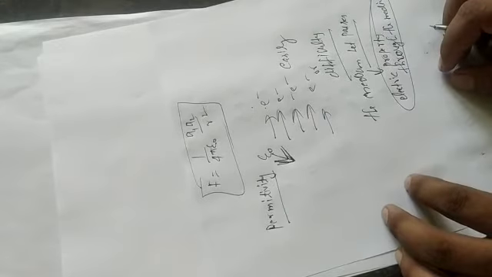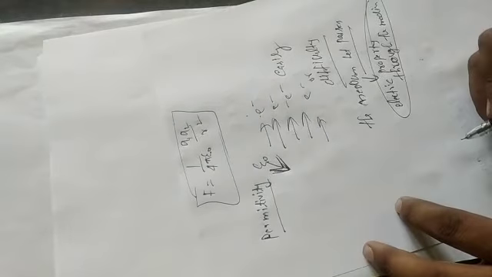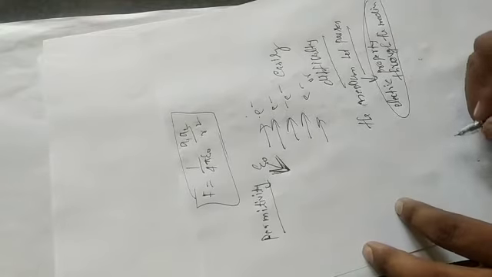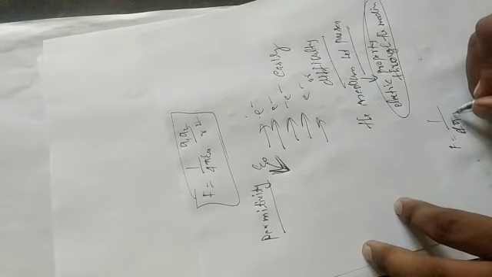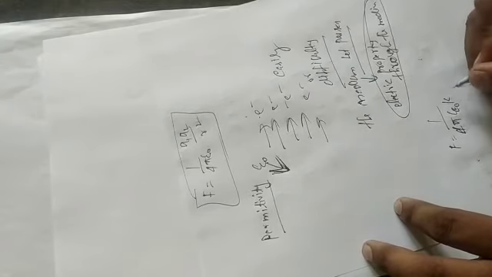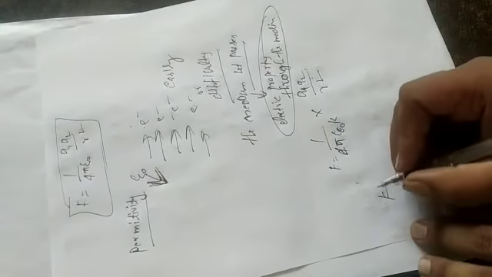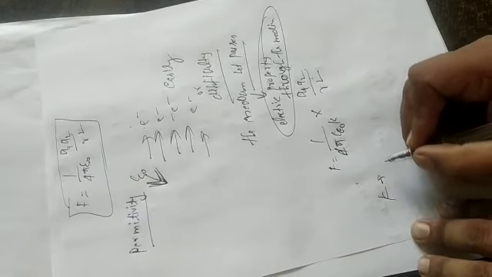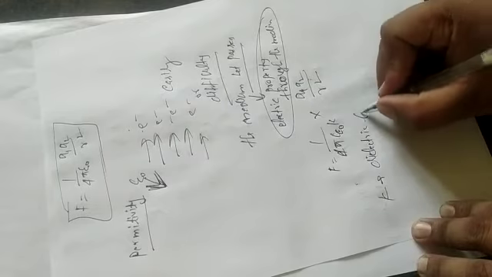Now, for any medium except air, it is also defined as 1 upon 4 pi epsilon naught into k, and you know Coulomb's law, q1 q2 upon r square. Here k is called the dielectric constant.